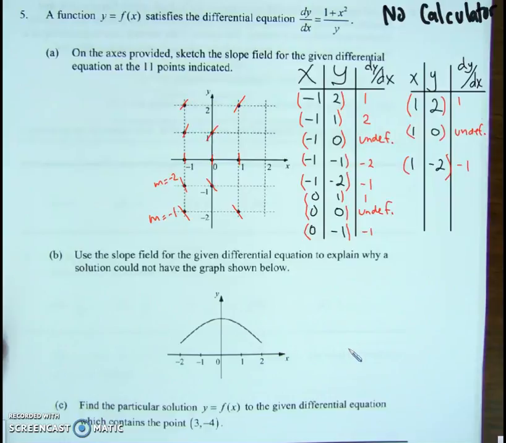Use the slope field for the given differential equation to explain why a solution could not have the graph shown below. So think about this. Based on the slope field that you just drew in 5A, why can't this graph be the solution to that slope field? Once again, pause the video and think about that.